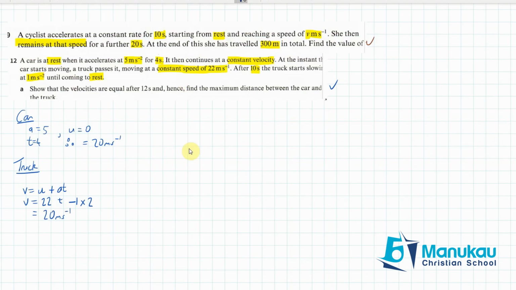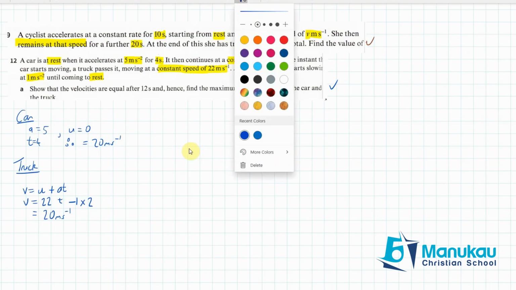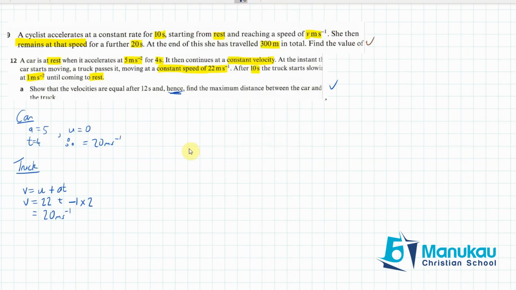Now that leaves us with the second part of A, which is to find the maximum distance. Hence, find the maximum distance. Well, the maximum distance is going to occur at 12 seconds. Now, why is that? Well, let's think about it. At 10 seconds, we know that the car has reached 20 meters per second, and the truck is at 22. But the truck is slowing down and it reaches the same speed as the car at 12 seconds. So that is the point of greatest distance, and from then on, the distance is going to get closer as the car is now going at a faster speed than the truck.